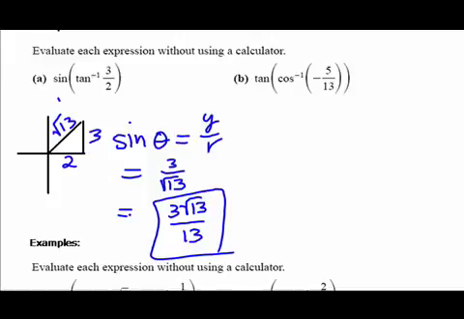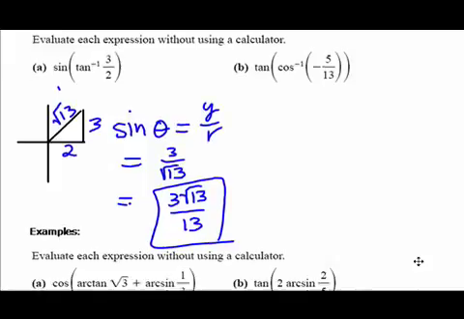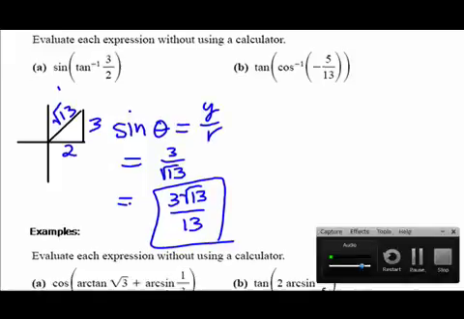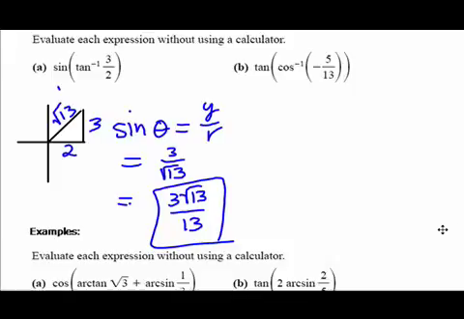So using that problem as a model, try letter B. Here we're being asked to find the tangent of the inverse cosine of negative 5/13. So let's first try to identify where this angle is. Arc cosine, quadrants 1 and 2. And since it's negative, that means we're in quadrant 2, right?